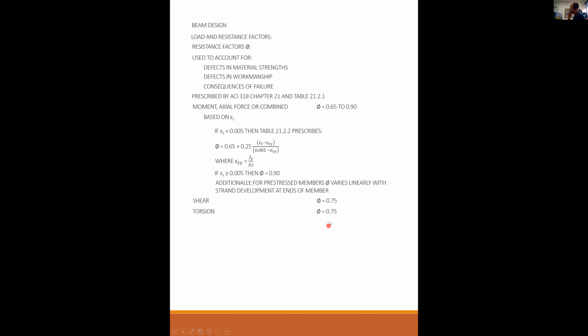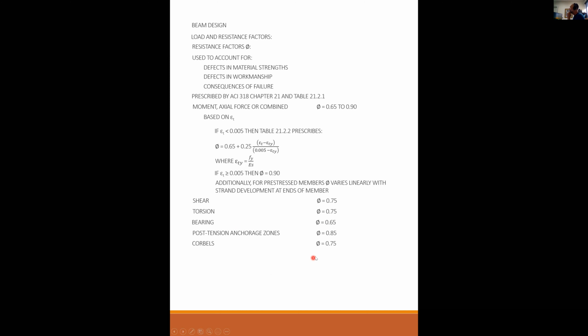Torsion, also 0.75. Bearing, this is where you check against a bearing failure. Phi is 0.65. Post-tension anchorage zones, this is rather specific, but this is the concrete under the steel plates that are used to anchor post-tensioning. That phi is 0.85.